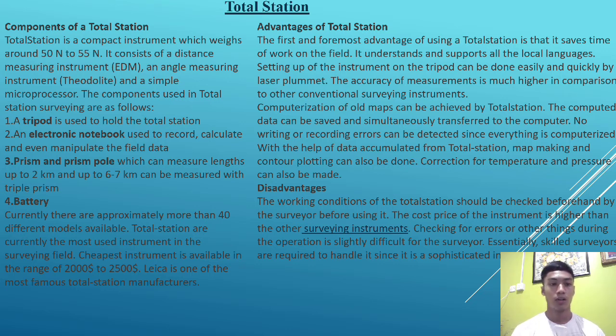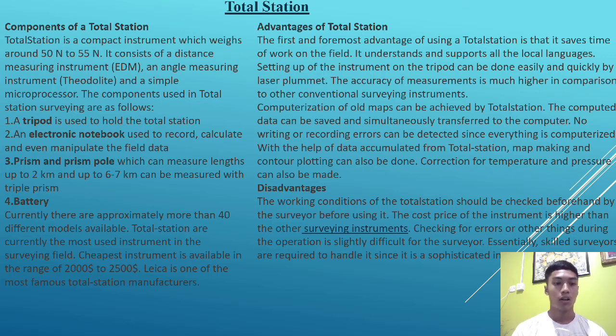The components used in total station surveying are as follows. 1. A tripod is used to hold the total station. 2. An electronic notebook used to record, calculate, and even manipulate the field data. 3. Prism and prism pole, which can measure lengths up to 2 km, and up to 6 to 7 km can be measured with a triple prism. Number 4 is a battery.